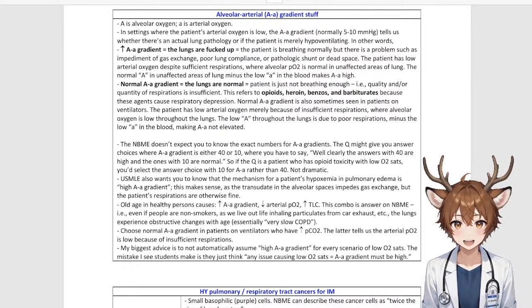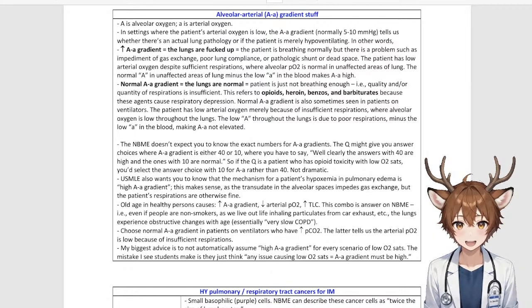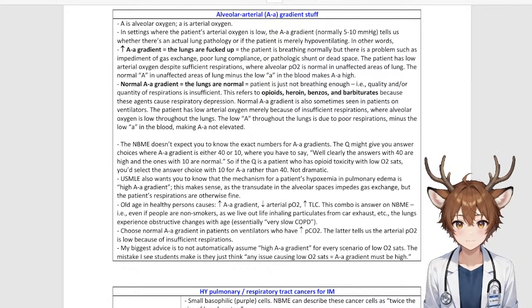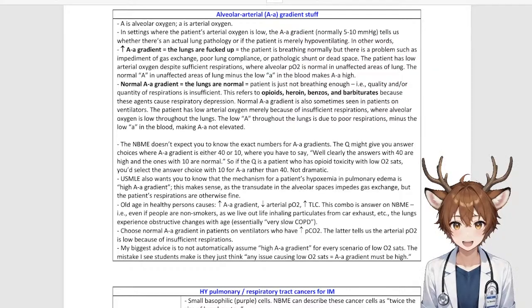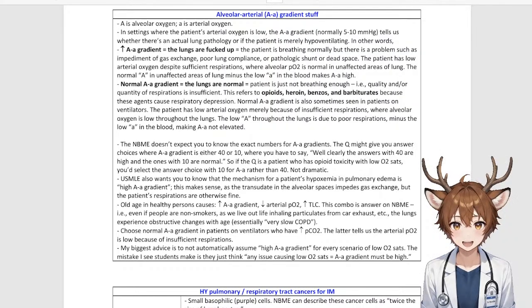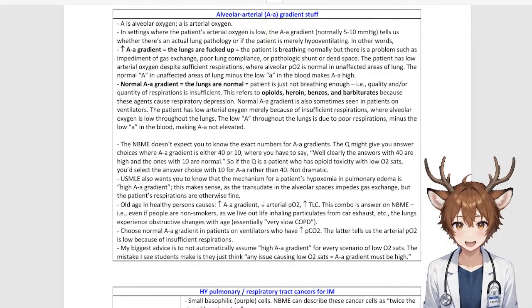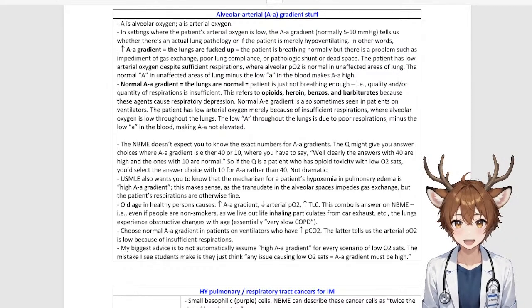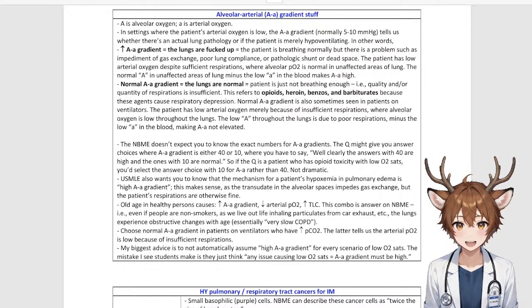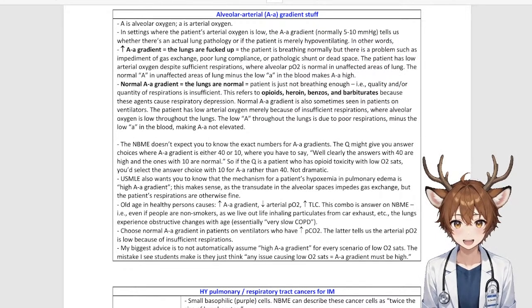The patient has just not breathing enough, that is to say, quality and/or quantity of respirations is insufficient. This refers to opioids, heroin, benzos, and barbiturates. Because these agents cause respiratory depression, normal A-a gradient is also sometimes seen in patients on ventilators. The patient has a low arterial oxygen merely because of insufficient respirations, where the alveolar oxygen is low throughout the lungs. The low A, alveolar, throughout the lungs due to the poor respirations minus the low a, arterial, in the blood makes the A-a gradient not elevated.